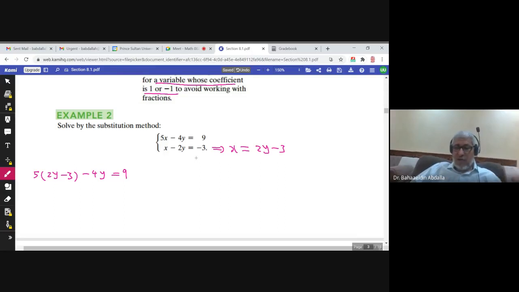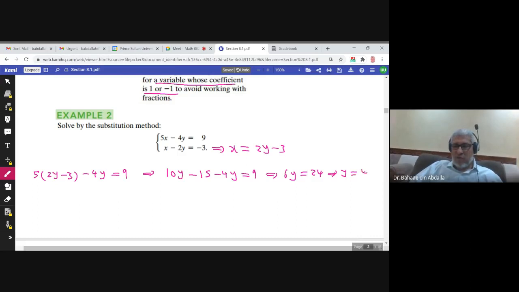I solve one of the equations for one of the variables, and then I substitute this variable in the other equation. I have one equation in one variable. I solve this equation. So I need to distribute 5 times 2, 10y, minus 3 times 5 is 15, equals 9. Now 10y minus 4y is 6y, and you take 15 to the other side. 15 plus 9 is 24. Now you divide by 6. y would be 24 over 6, which is 4.